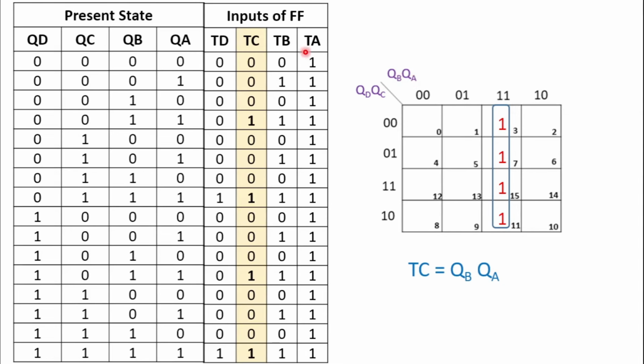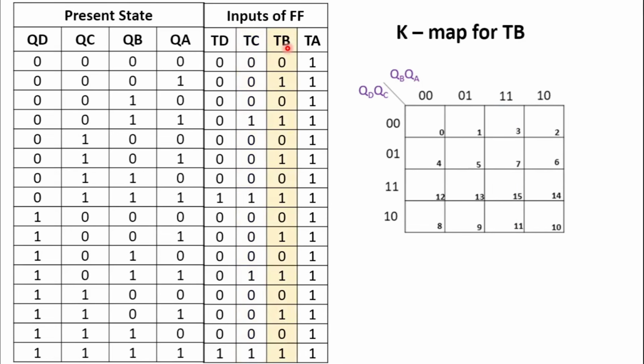I will form the K-map for TB. Now where is 1? 1 is here, that is cell number 1. Cell number 3 also has 1, cell number 5, cell number 7, cell number 9, cell number 11, cell number 13 and cell number 15. So 1, 3, 5, 7, 9, 11, 13 and 15. These 8 cells have 1 and the remaining cells have 0.